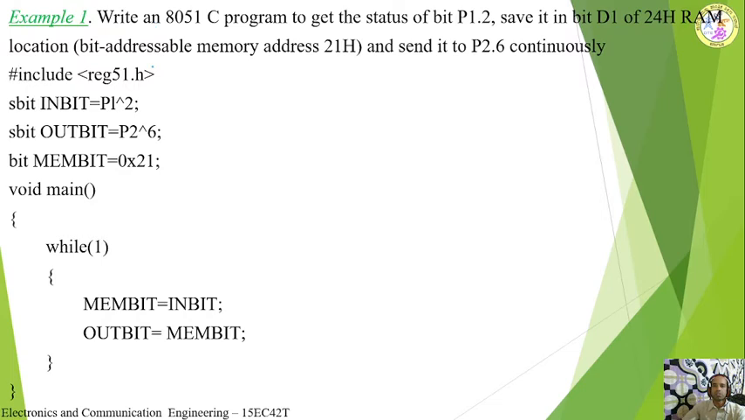Let us take one example. Write an 8051 C program to get the status of P1.2, save it in bit D1 of 24H RAM location, bit addressable memory address 21H, and send it to P2.6 continuously. This is the question now.